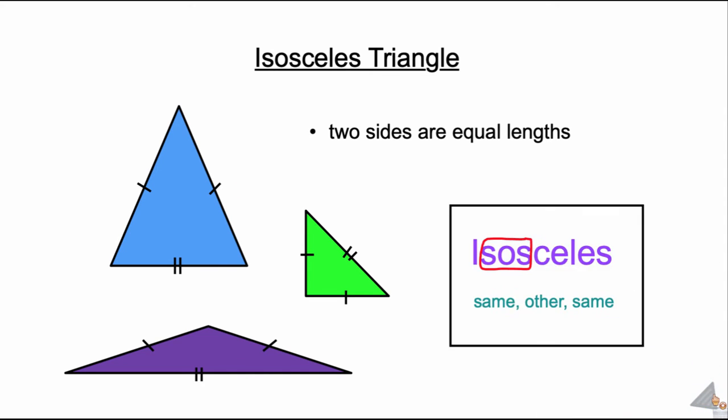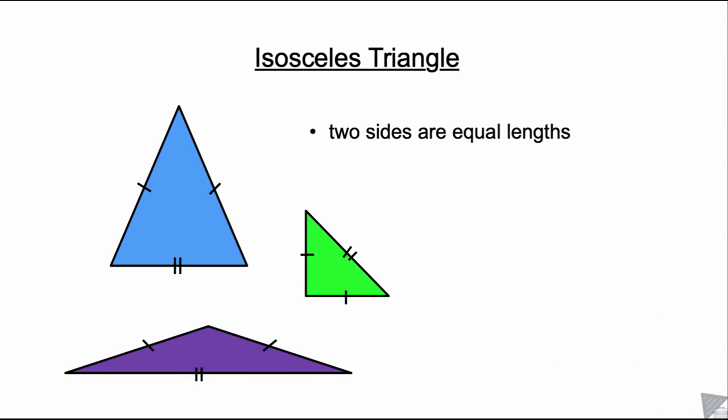Now, a tip to remember this is that we see SOS in the word isosceles, and so I like to say same, other, same. So two sides are the same, and then there's an other side, or a different side. So that's just a little tip to help you remember isosceles, two are the same and one is different.